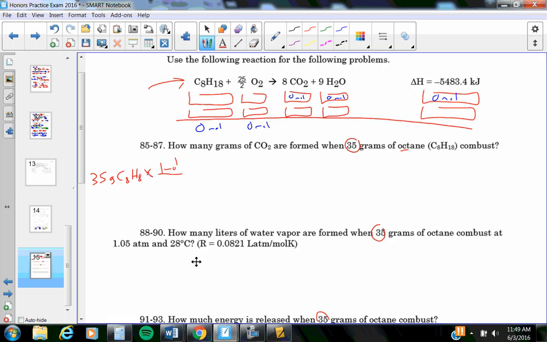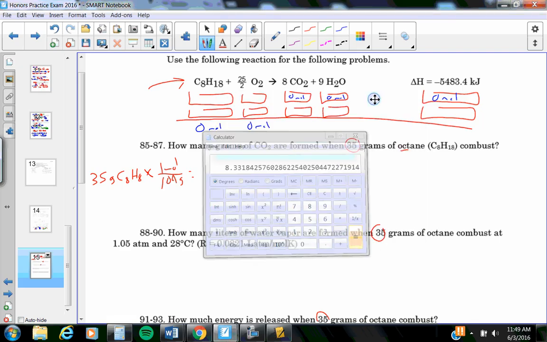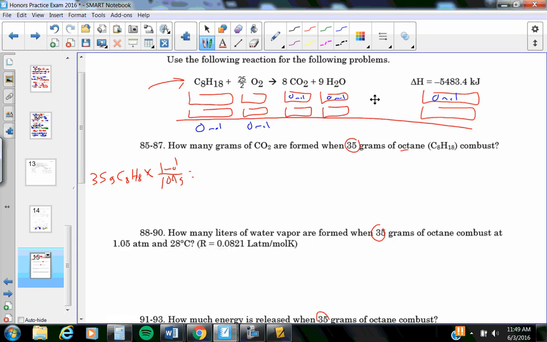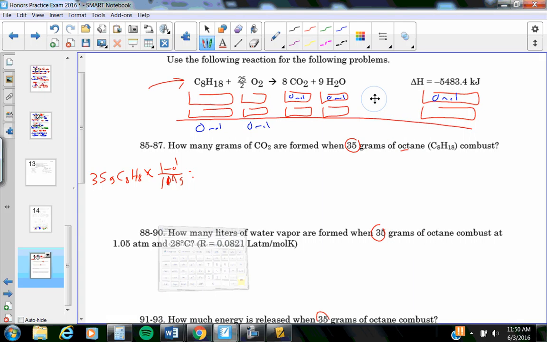Well, 1 mole is 12 carbons is 96, plus 8 hydrogens is 104, 104 grams. 35 divided by 104 equals, okay, I did something wrong. This is H18, so it's 114. 35 divided by 114 equals 0.307 moles. We are going to have 0.307 moles, and if we use it all up, we'll have none left.